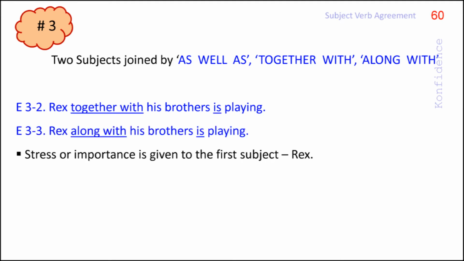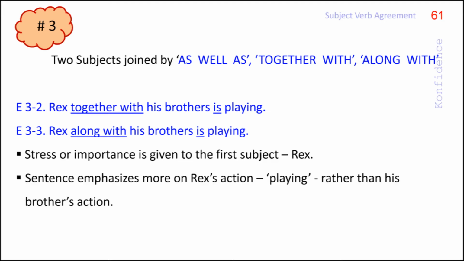In the second and third sentences, connectors together with and along with are used respectively. If we closely examine these sentences, we can feel that the stress or importance is given to the first subject, that is, Rex. That is, the sentence emphasizes more on Rex's action, that is, playing, rather than his brother's action. So the use of a singular verb is logical here.